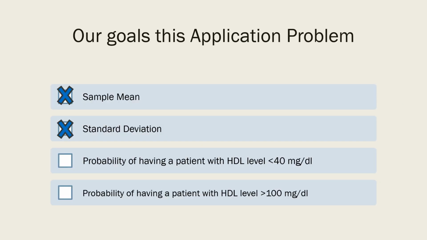So already we were able to tackle two of our goals, which were the sample mean, which was mu, and the standard deviation, or sigma. Now let's go ahead and look at the probabilities. The first probability we're going to look at is finding a patient whose level is less than 40 milligrams per deciliter. And then finally, we're going to get to the probability of having a patient with an HDL level of more than 100 milligrams per deciliter.